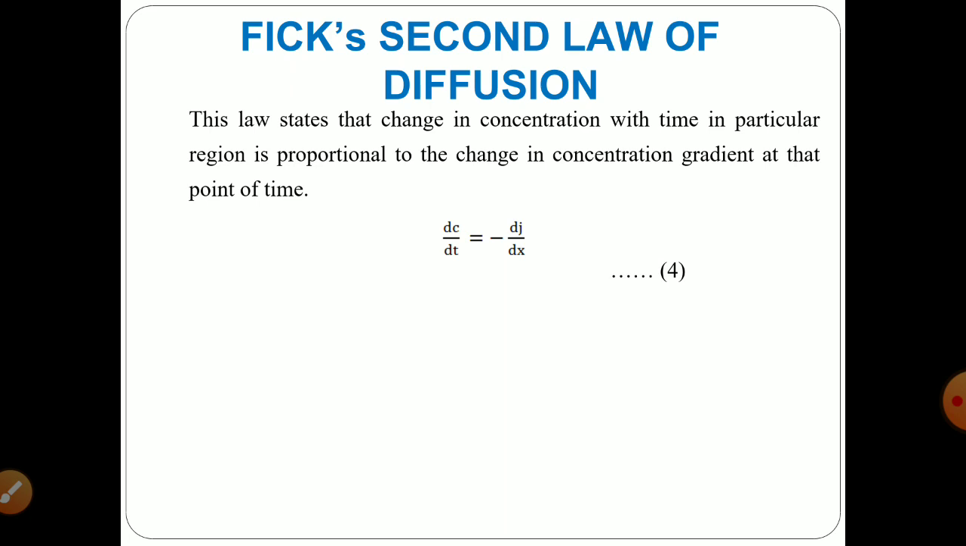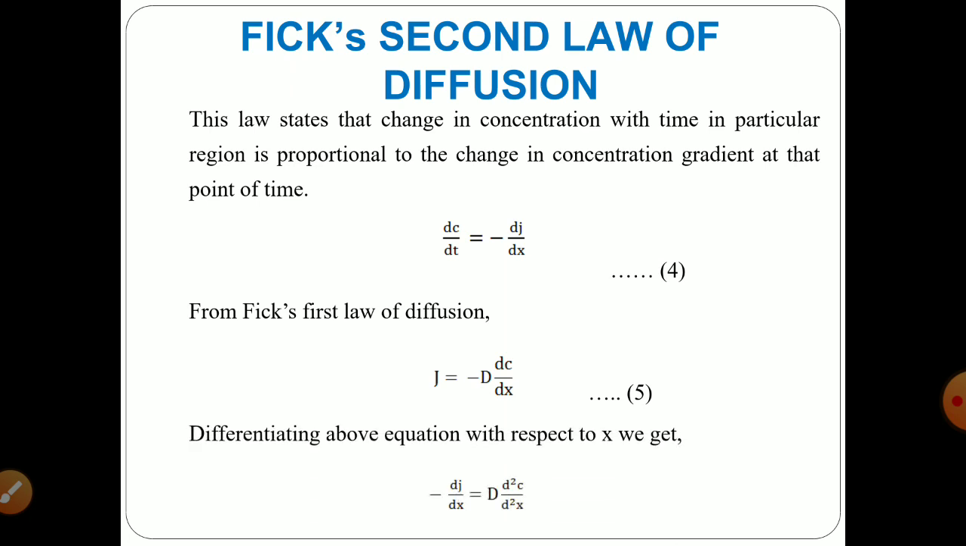So, differentiating equation 4 with respect to x, we get -dJ/dx = d²C/dx². This will be equation 6. As we know that the change in concentration with respect to time is proportional to the flux, that is your first law. Hence, considering the first law, equation 6 can be written in this manner.